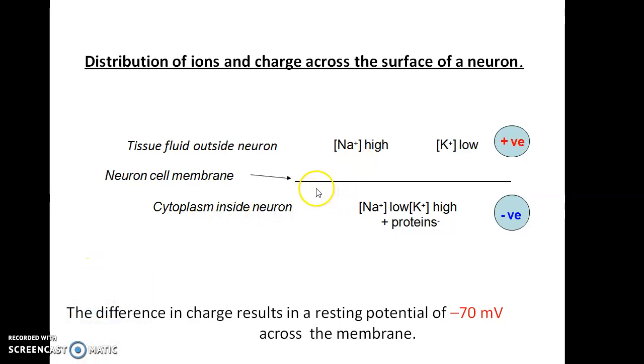Here I have shown the neuron cell membrane, and outside the membrane the concentration of sodium ion is higher as compared to the inside, and the concentration of potassium ion is high inside the neuron and low outside the neuron. And also the negatively charged proteins reside within the neuron. This all results in a resting potential of minus 70 millivolts across the membrane.